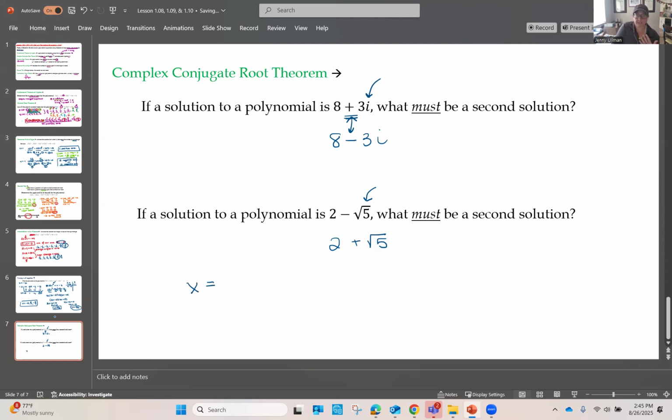So if you got something that said, hey, I solved and I got 2i as an answer, well, then you know you also have negative 2i. The i always come in pairs. Or if you were solving and you got the square root of 3 as an answer, then you would also have negative root 3. That's what it means. i and radicals, you must always have a positive in front of it and a negative in front of it. They must have 2.